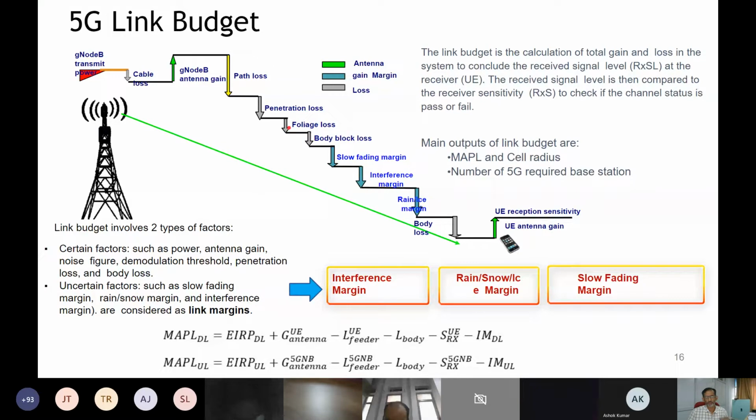Then there is body loss, depending on where you keep the device, whether you keep it in your pocket or in your wallet or whatever it is. So certain body block loss will be there. Then slow fade, the fading margins. The signal is continuously varying, so you have to keep some margin for the signal to vary, and then interference margin will be there, and then rain. So you give enough margins for uncertain factors. So there are certain factors which are specified margins.